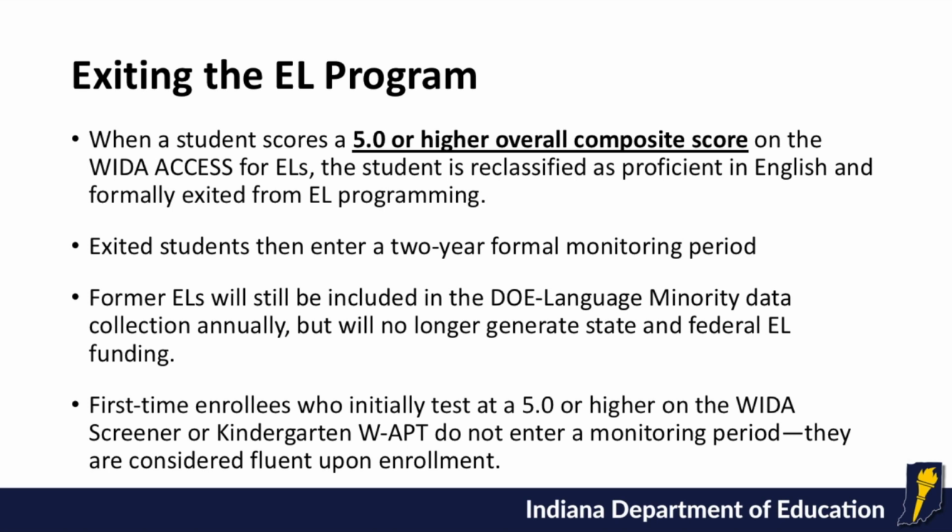Although the student is now considered a former English learner, the student will be included in the DOE Language Minority Data Collection annually. The student, however, will no longer generate state and federal EL funding. If a student is a first-time enrollee and tests a 5.0 or higher on the WIDA Screener or WAPT, then there will be no 2-year monitoring period and the student is considered fluent upon enrollment.